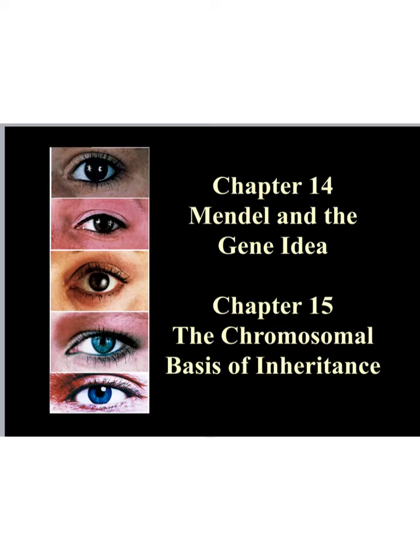Okay, so we're going to pick up chapter 15 today. We talked a lot about chapter 14 in the last lecture, where we looked at Mendel and his gene idea. Today we're really going to focus on chapter 15, which is the chromosomal basis of inheritance. So we're going to talk more about what happens in meiosis, what happens in those gametes and the sex cells.